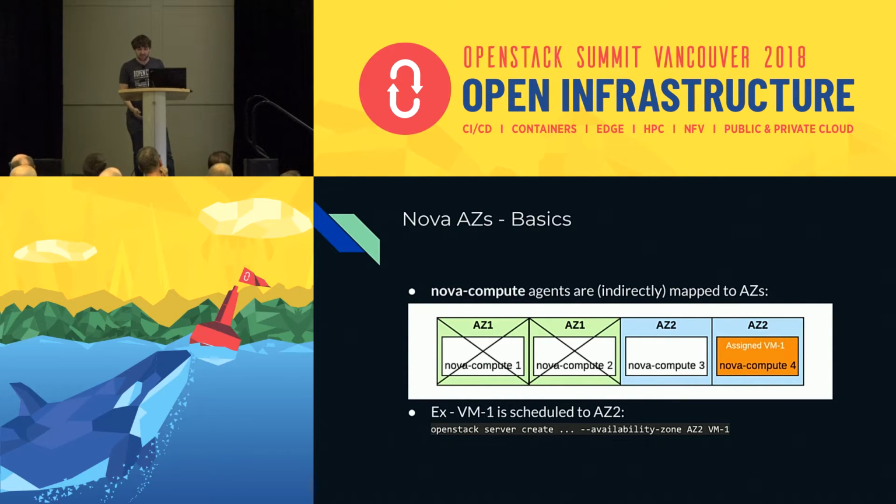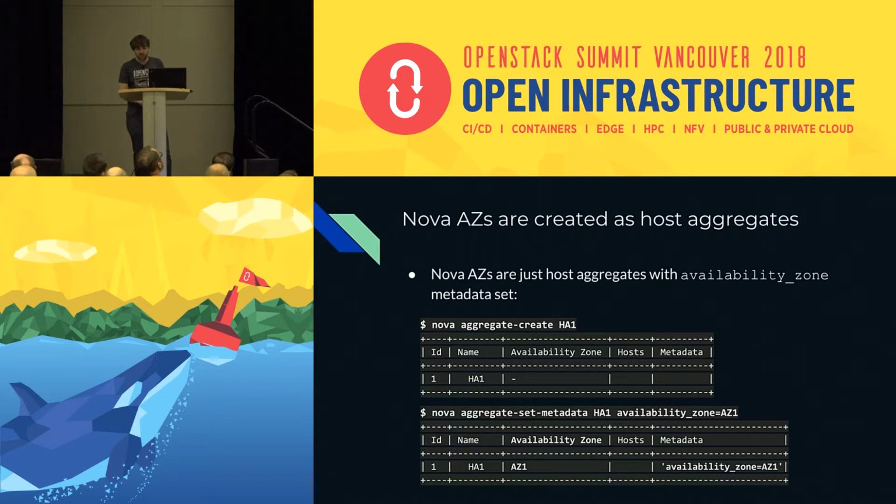When a VM is created, you can supply an AZ, and the VM is built on one of the compute agents assigned to that zone. So Nova AZs are just host aggregates that have the availability zone metadata set. In fact, that's all that's required to turn an ordinary host aggregate into something that Nova sees as an AZ. And note that the availability zone column in the middle shows AZ1 because we set the availability zone metadata on the right and not the other way around.